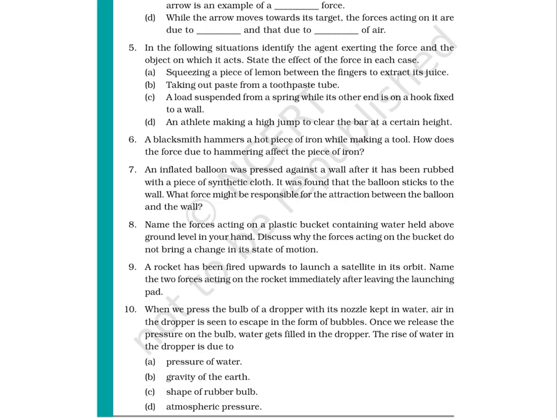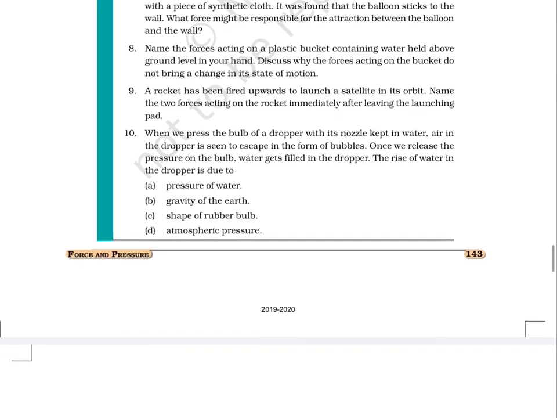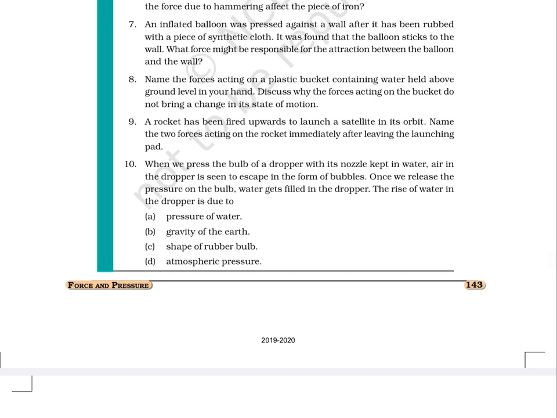9. A rocket has been fired upwards to launch a satellite in its orbit. Name the two forces acting on the rocket immediately after leaving the launching pad. 10. When we press the bulb of a dropper with its nozzle kept in water, air in the dropper is seen to escape in the form of bubbles. Once we release the pressure on the bulb, water gets filled in the dropper.